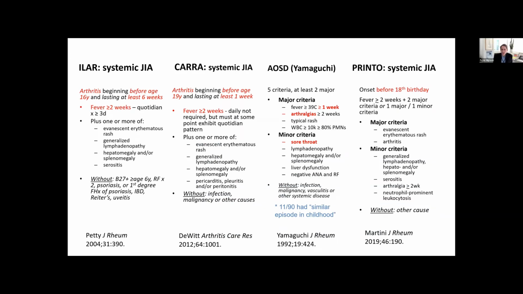Okay, so I think at this point we're ready to open it up for discussion. So again, we have these 4 criteria sets that we looked at: the ILAR, the modified ILARs, either the CARA modification or the modification that Fabrizio was just talking about, where the only limitation is changing the duration of arthritis to 1 day, the Still's criteria for Yamaguchi, and then Printo. I think it's important to emphasize Dan's point that this was really quite arbitrary and intentionally so, and the goal will be expanded out more broadly.